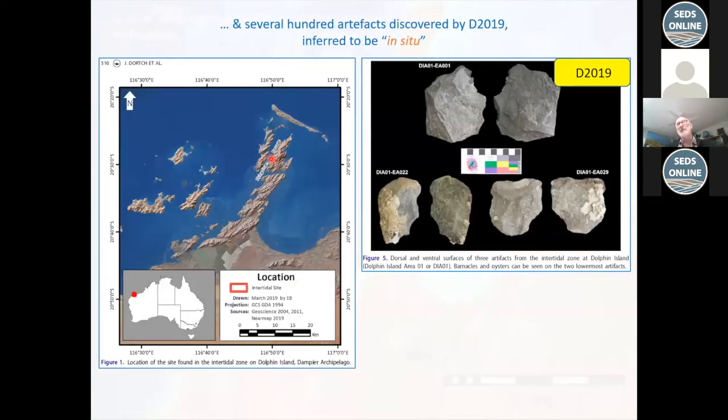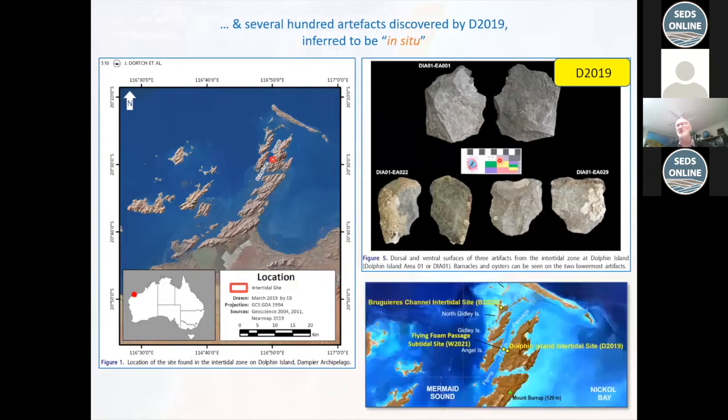On the edge of that passage, there were several hundred artifacts discovered and published, all of which were inferred to be in situ. That's a picture of some of them. So, similar sort of size. So we've got the three sites: the one between the two islands here, the one on the base of Flying Foam Passage in 14 meters of water, and the one on the bank of Dolphin Island.